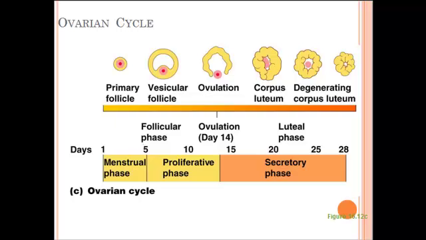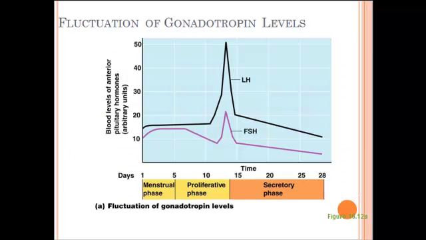Here's what the LH and FSH levels are going to look like during this phase. LH and FSH stimulate the growth of the follicle, and also the release of the egg at ovulation.